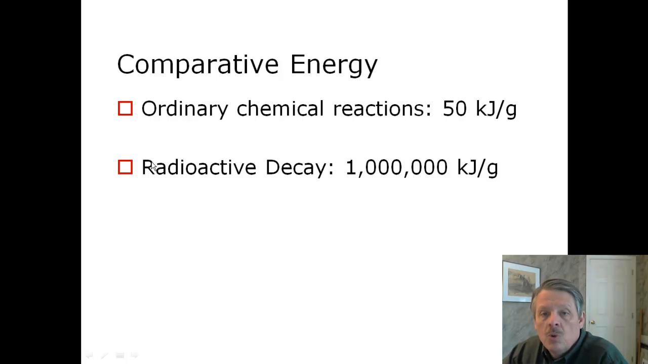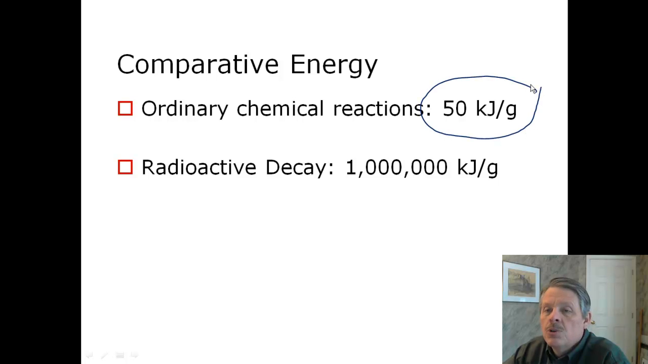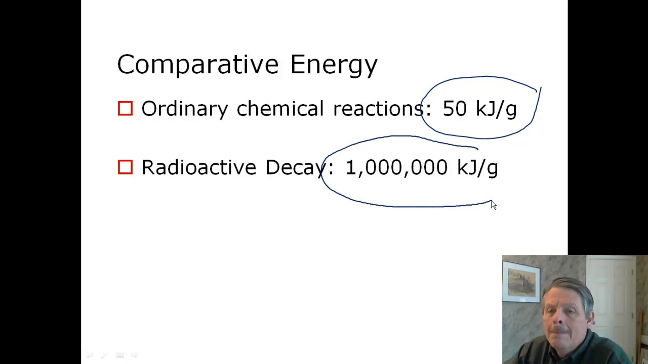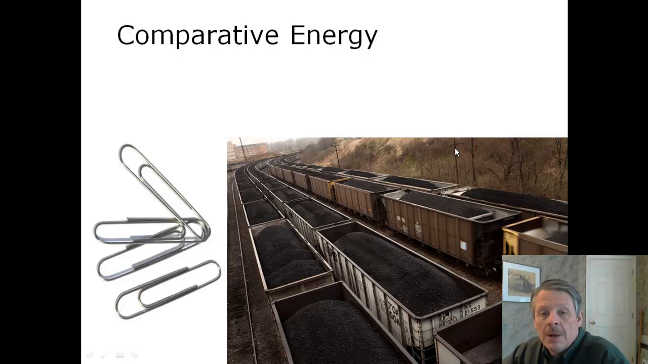Now, if we look at a normal chemical reaction like burning a piece of wood or coal, or using natural gas to heat your home, an ordinary chemical reaction like that produces on the order of 50 kilojoules per gram of coal or natural gas or whatever. But radioactive decay, look at this. This is 1 million kilojoules of energy per gram. That's over 1,000 times as much. In fact, it's over 10,000 times as much. That's a lot of energy. So when we compare them, radioactive decay gives us a huge amount of energy.